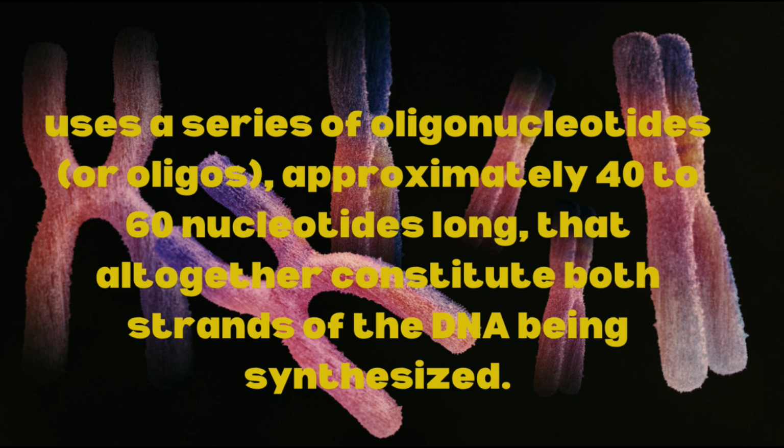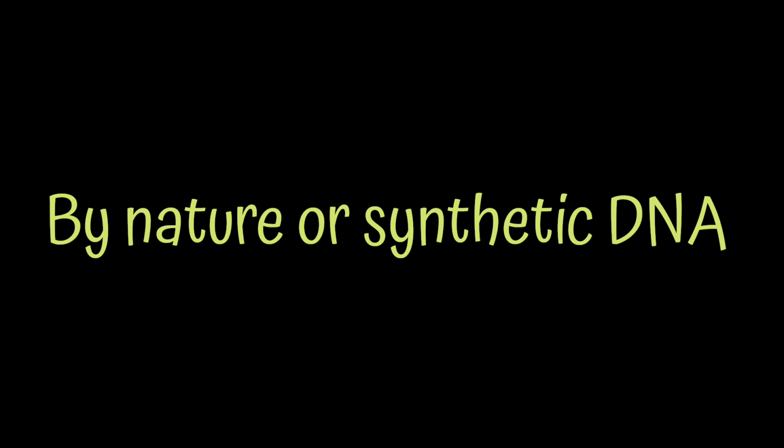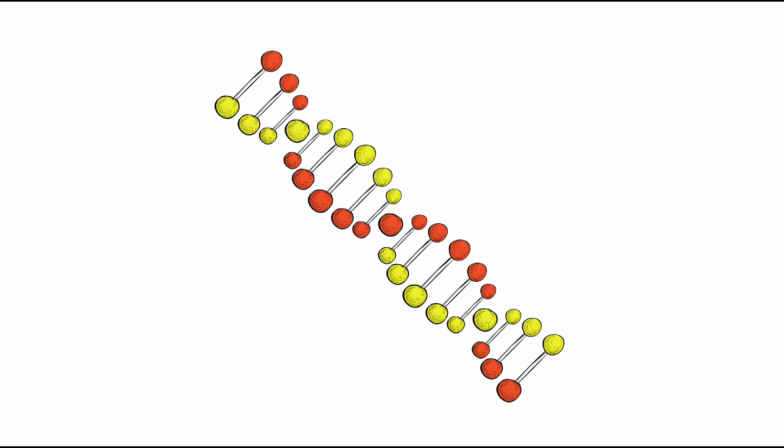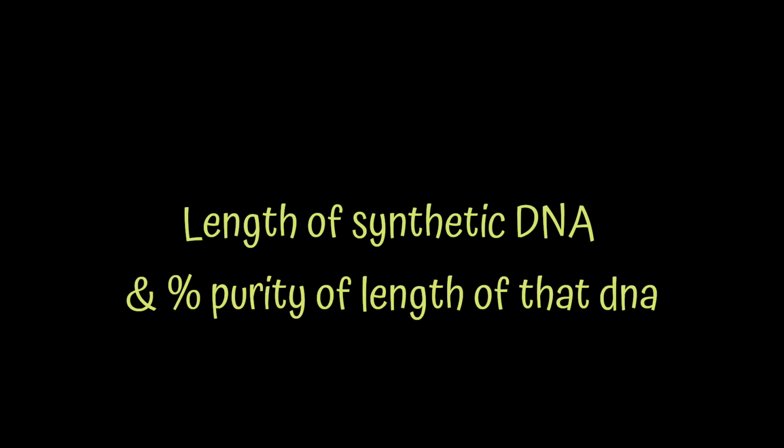So soon after the discovery of restriction endonuclease and ligase, the field of genetics began using tools to assemble artificial sequences, that too from small fragments of naturally occurring DNA or synthetic DNA. The advantage of using the recombinant approach as opposed to continuous DNA synthesis stems from the inverse relationship that exists between the synthetic DNA length and the percent purity of that synthetic length.